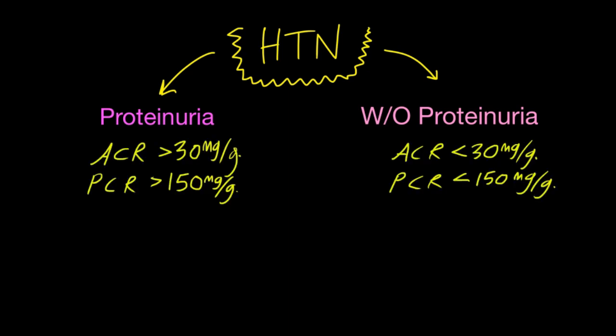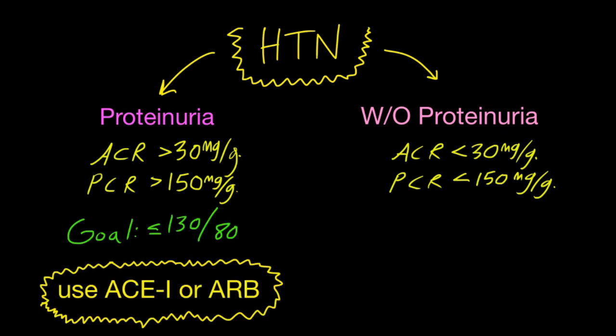And so who has proteinuria and who doesn't? An albumin-creatinine ratio greater than 30 milligrams per gram of creatinine, which probably corresponds to a protein-creatinine ratio greater than 150 milligrams of total proteinuria per gram of creatinine excreted in the urine. And so, less than 30 albumin-creatinine ratio, less than 150 protein-creatinine ratio would be a patient without proteinuria.